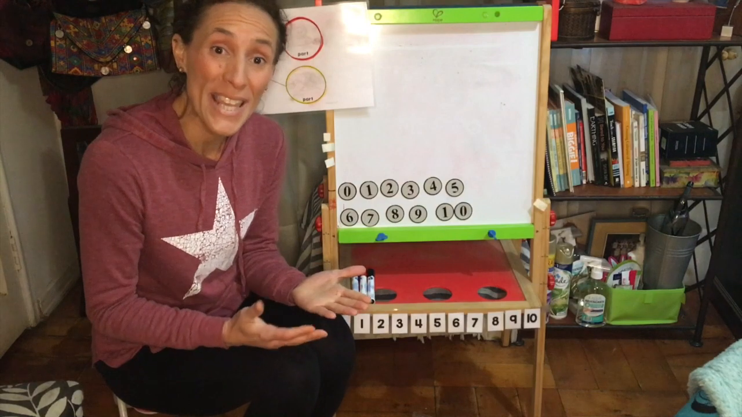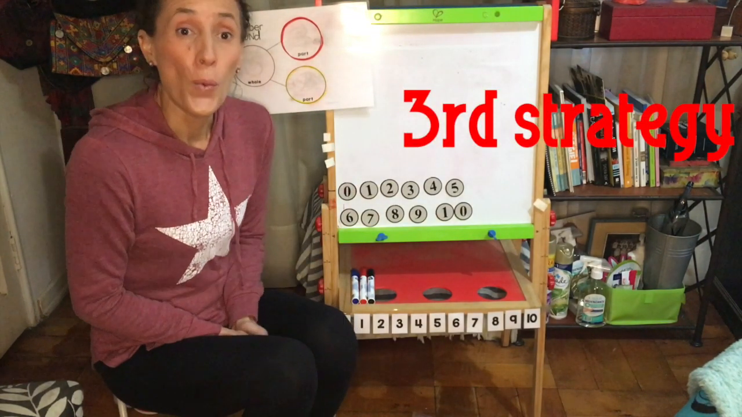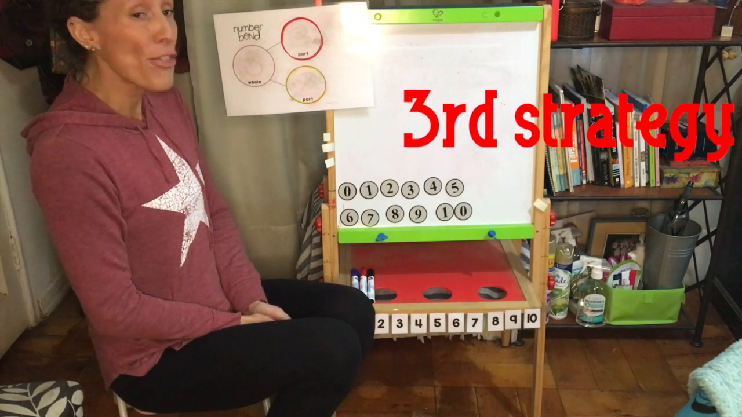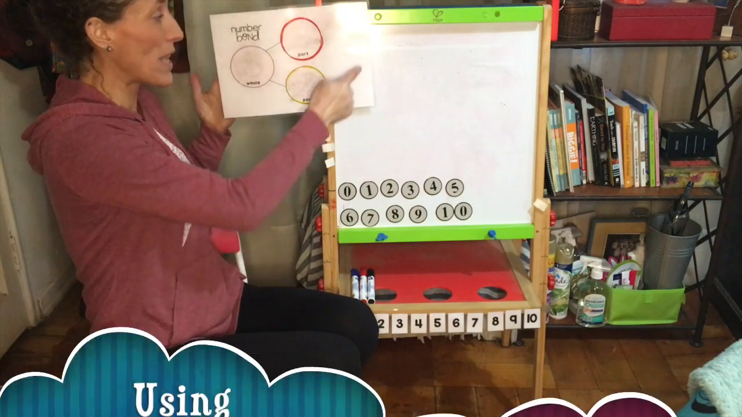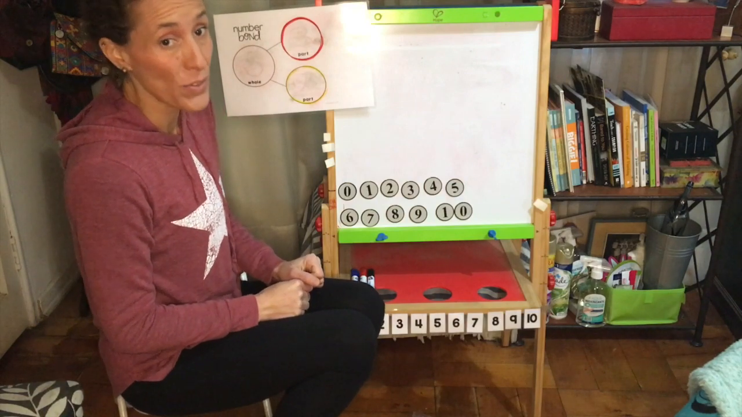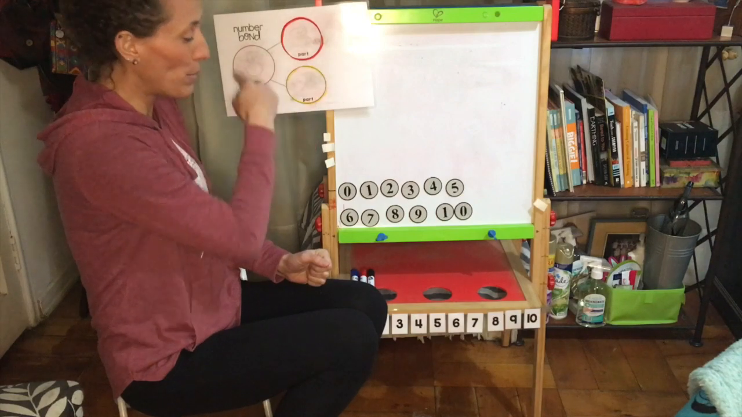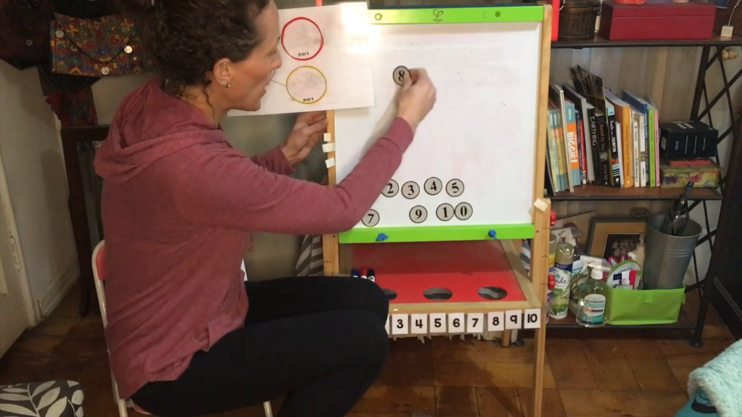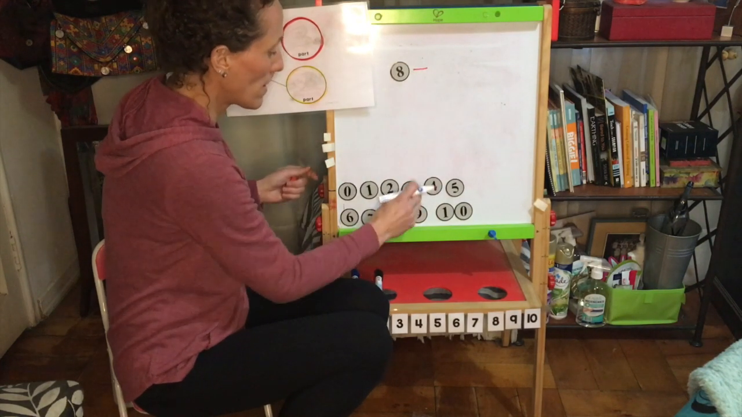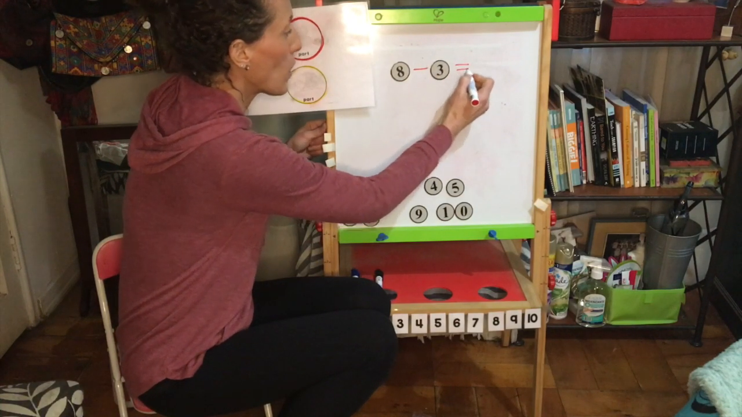Okay, and we are getting to the end. We're going to learn the third way to subtract. The third way to subtract is by using a number bond. So I'm going to write again a subtraction equation so that we can practice solving it using number bonds. So I'm going to do 8 minus 3 equals.